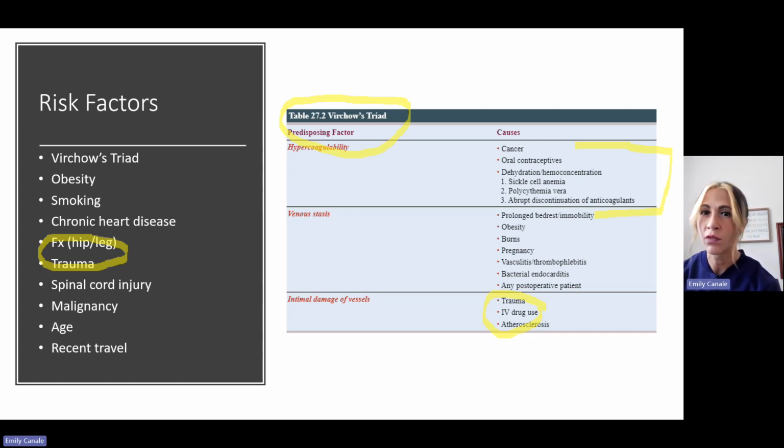So those are the types of clients that we would be thinking about that are at risk for having a DVT. But also obesity, smoking, again, any fracture, bone fracture, especially of the hip or the leg. If they're over the age of 50 years old, maybe they're on estrogen. If they're pregnant, those are all other risk factors. Spinal cord traumas because they're immobile.